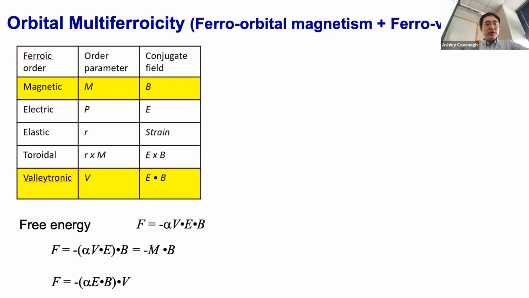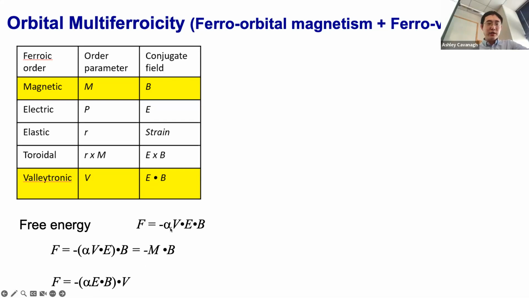And of course, in this system, we also have the ferromagnetism, and that's of orbital origin. So both the magnetism and the ferrovalleytricity are of orbital nature instead of having anything to do with spin. So we think this is, probably you can call it, orbital multiferroicity. And one way to think about how they work or coexist is to think about the free energy like this.